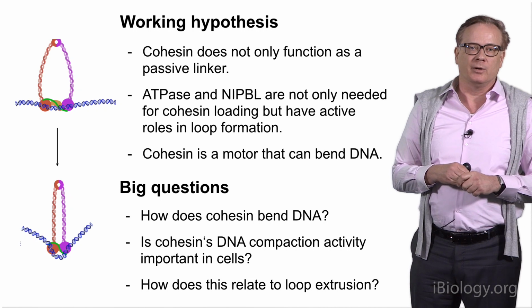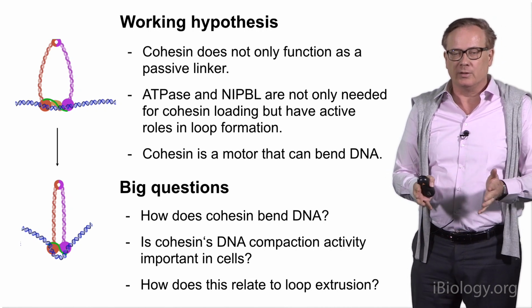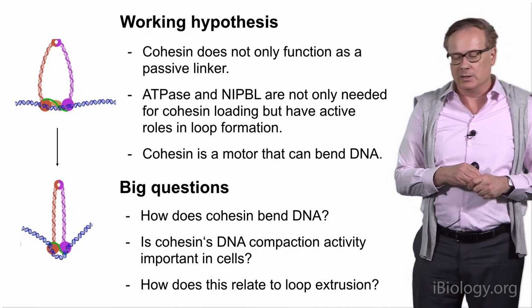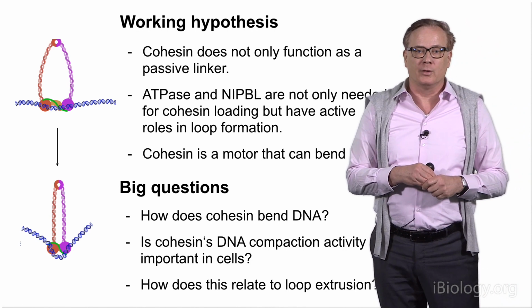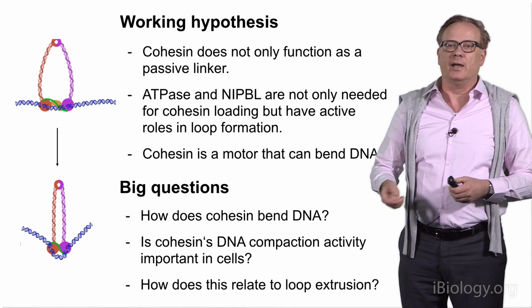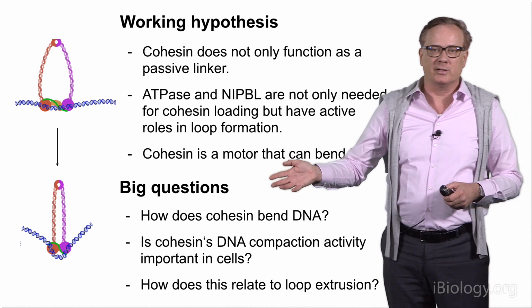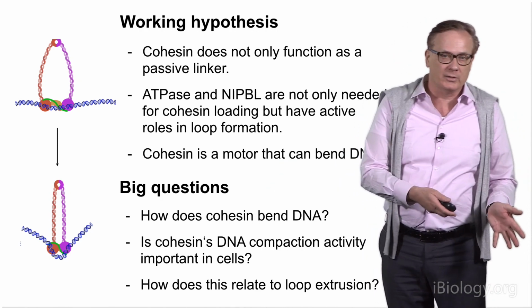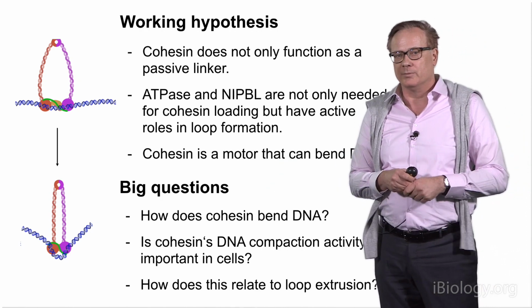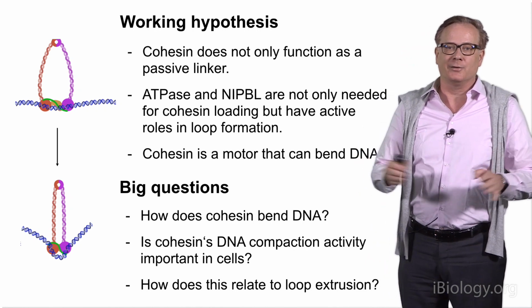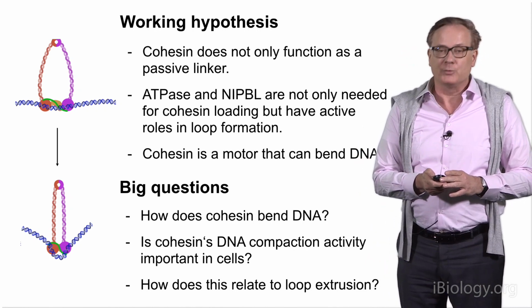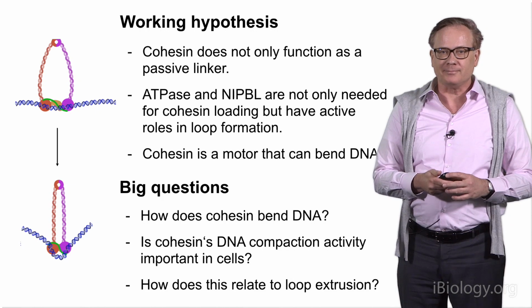And obviously it would be very important to know whether this motor activity that we can measure by optical tweezer experiments is required for loop extrusion, for the type of DNA loop formation that Cees Dekker and Christian Haering have observed for yeast condensin, but no one has observed for cohesin yet. And so these are very exciting questions for the future that I'm sure the field will answer in the coming years.